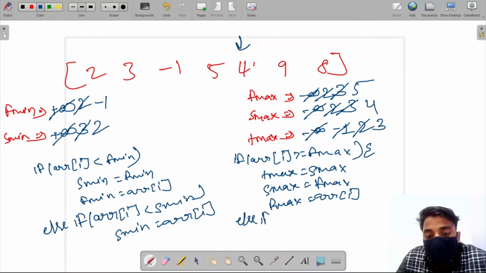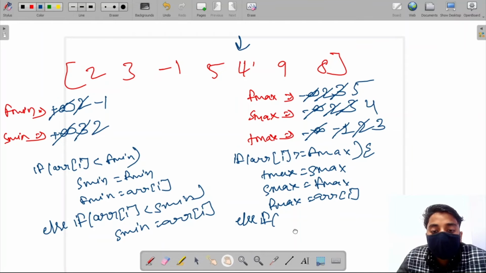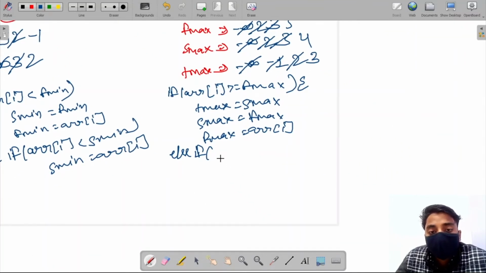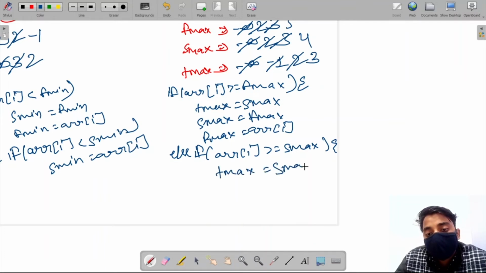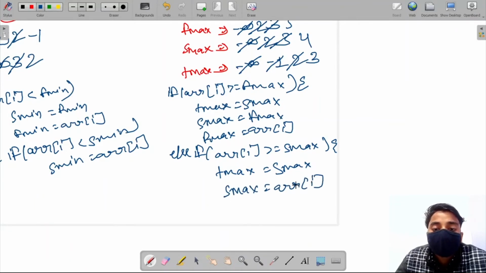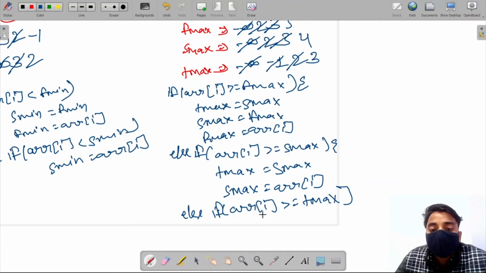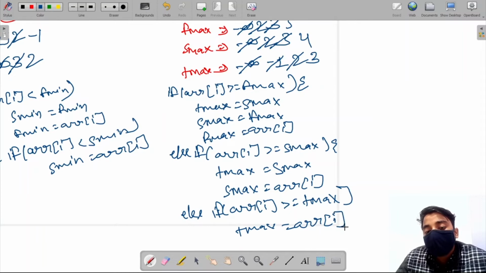Next, we need to check for the second max. If array at I is greater than or equal to the second max, this means we need to update the third max by the second max, and then the second max will be updated by array at I. Else, if array at I is greater than the third max, this means we just need to update the third max value by array at I. So these are the conditions.